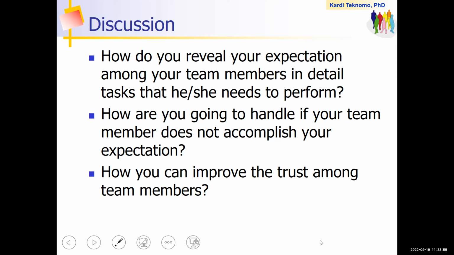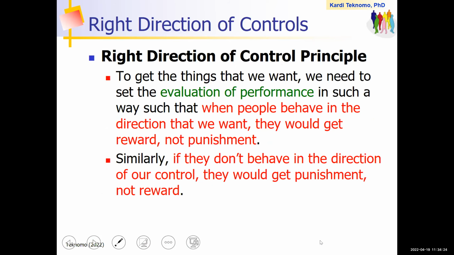So how are we going to apply this? How do you reveal your expectations to your team members in detail so that they will perform? And how are you going to handle it if your team member does not meet your expectations? How do you improve the trust among the team members? So this is the discussion that we can go along with. And this is what I call the right direction of control.